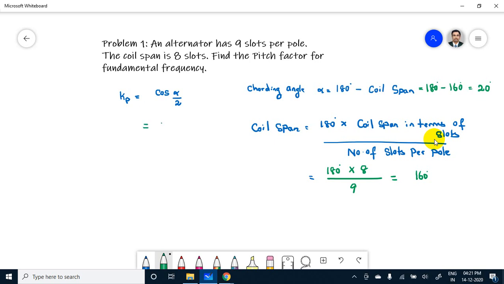So now substitute Kp equal to cos of 20 degree divided by 2. So what is the final answer? 0.98, precisely 0.9848. This is one method.